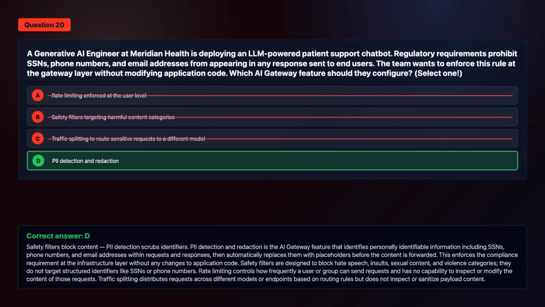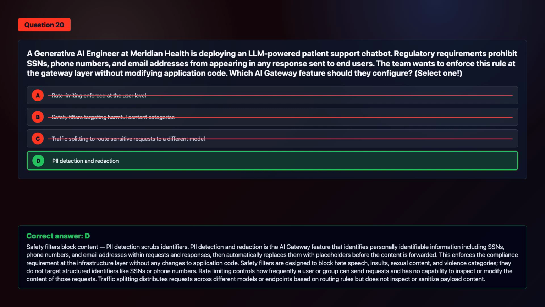The correct answer is option D. Safety filters block content. PII detection scrubs identifiers. PII detection and redaction is the AI gateway feature that identifies personally identifiable information, including SSNs, phone numbers, and email addresses within requests and responses, then automatically replaces them with placeholders before the content is forwarded. This enforces the compliance requirement at the infrastructure layer without any changes to application code.